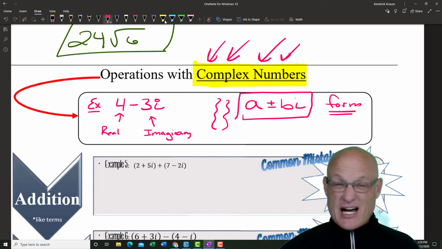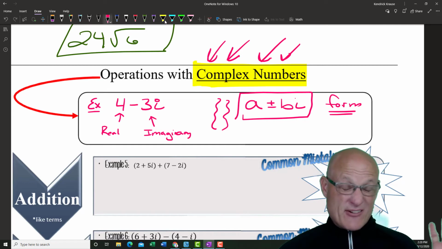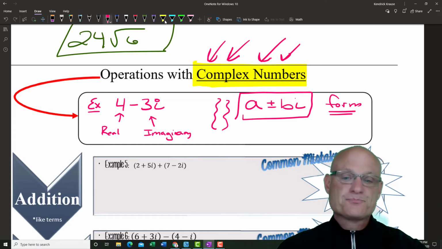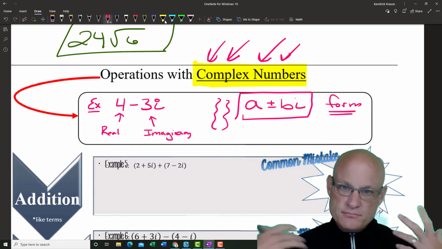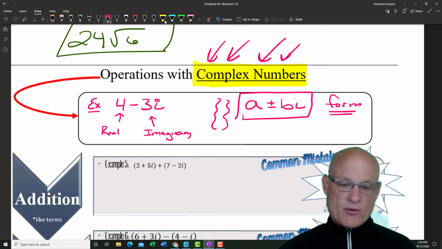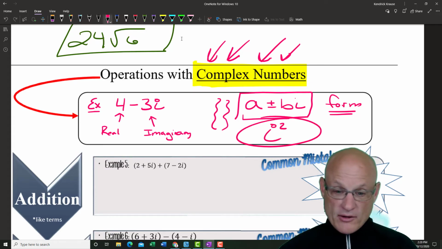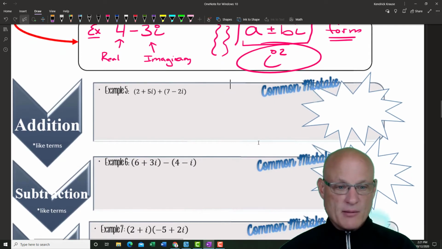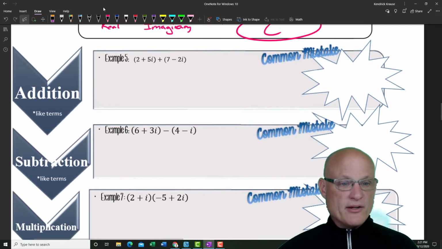The good news is complex numbers you're going to deal with very similarly to how you do radicals. But there are some common mistakes made. The one thing you really want to be on the lookout for is i squared. I don't even remember all these common mistakes. We'll go through them in a minute. This one I don't even remember. There is no common mistake made on this one.